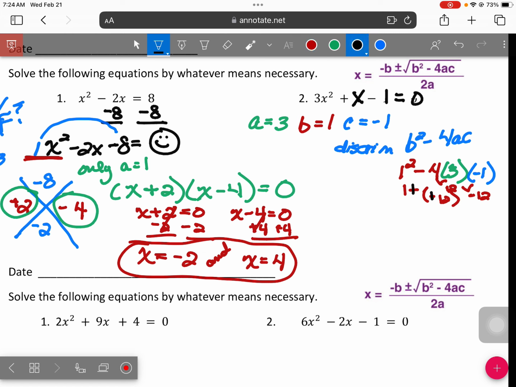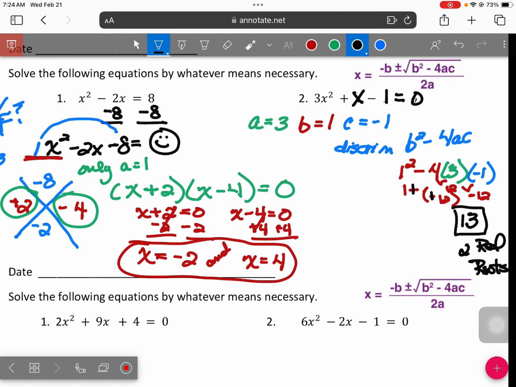So we can't have that double negative. So my discriminant is 13. That is a positive number. What is that telling me? 2 real roots. Okay? 2 real roots.